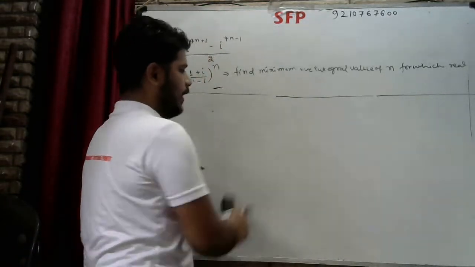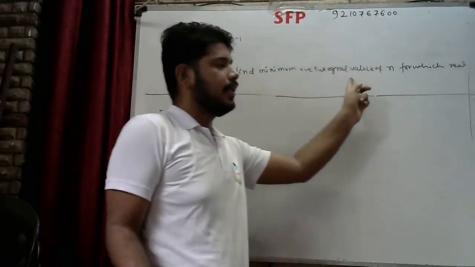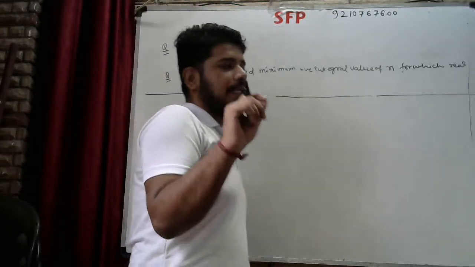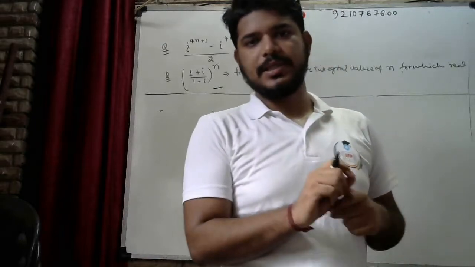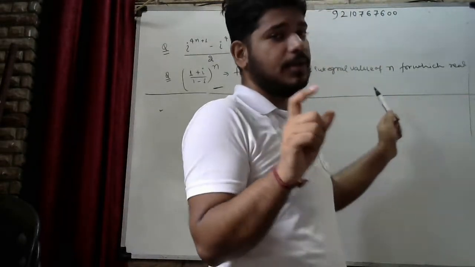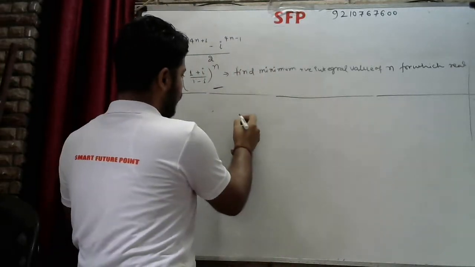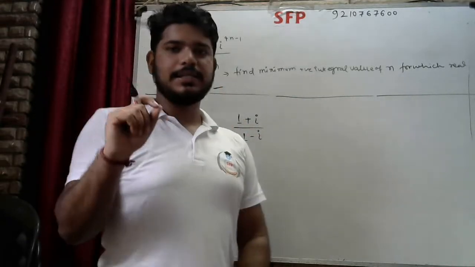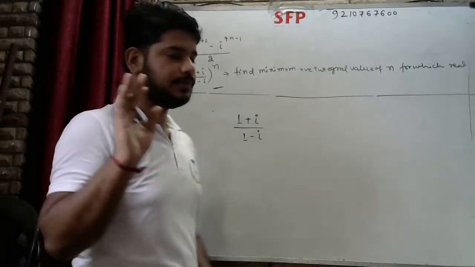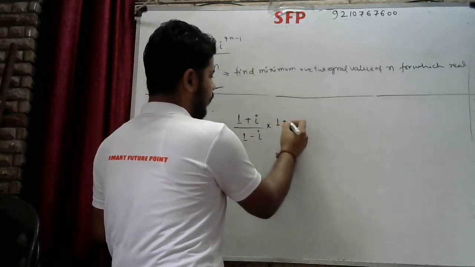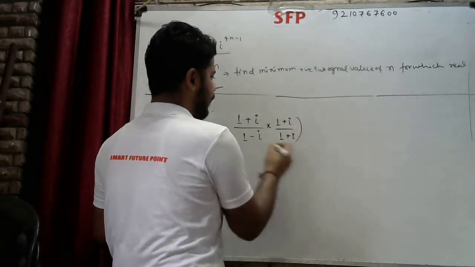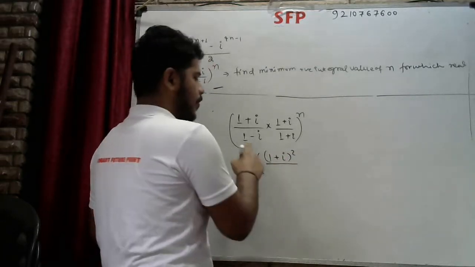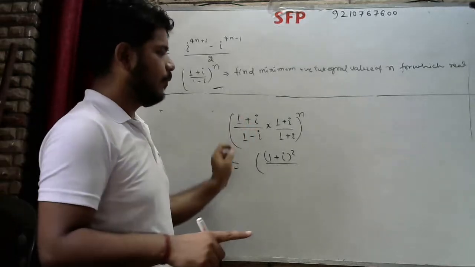Now, the second question. In the second question, I have to find the minimum positive integral value of n for that this whole quantity is real. What do you mean by real values only? If z is in the form of a plus iota b, then b should be 0. It means the complex part or imaginary part of this number should be 0. Fine. This is (1 plus iota) divided by (1 minus iota), whole to the power n. I have told you that whenever iota is in the denominator, just rationalize it. When I rationalize, it will be (1 plus iota) upon (1 plus iota) to the power n. This will be (1 plus iota) whole square. This is a plus b into a minus b, you know, a square minus b square.